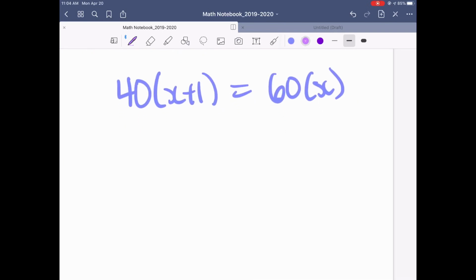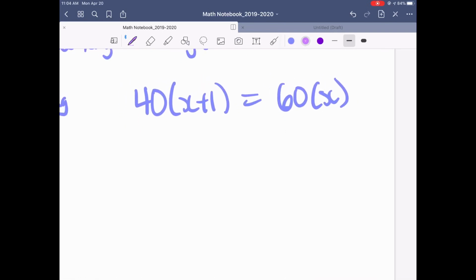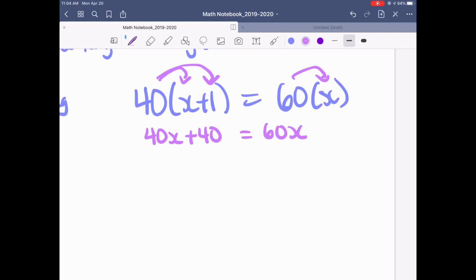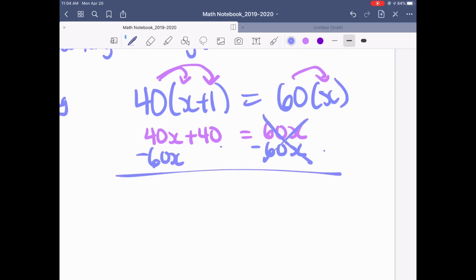So now you're going to solve. I'm going to start by distributing. Okay, so 40 times X is 40X, and 40 times 1 is just 40, and here we have 60X. Now we want to get all of our variables onto one side and all of our constants onto the other. So I'm going to do minus 60X, minus 60X. Again, these cancel, and I'm lining up the X's because they're like terms. So here we have negative 20X plus 40 equals 0.